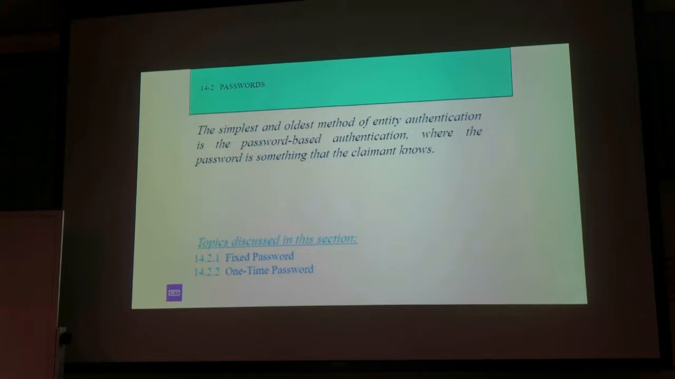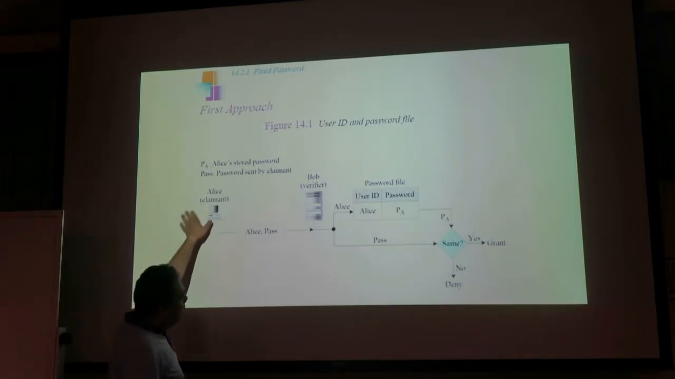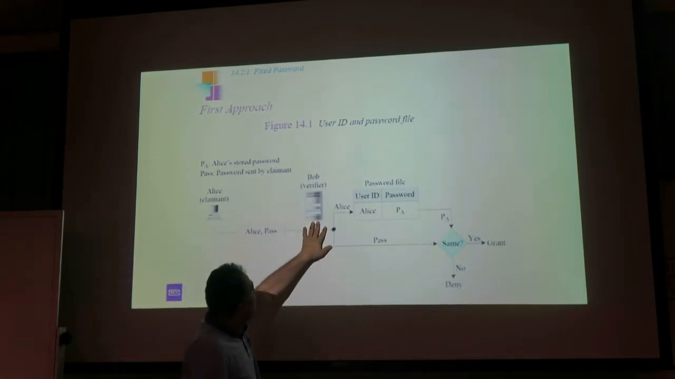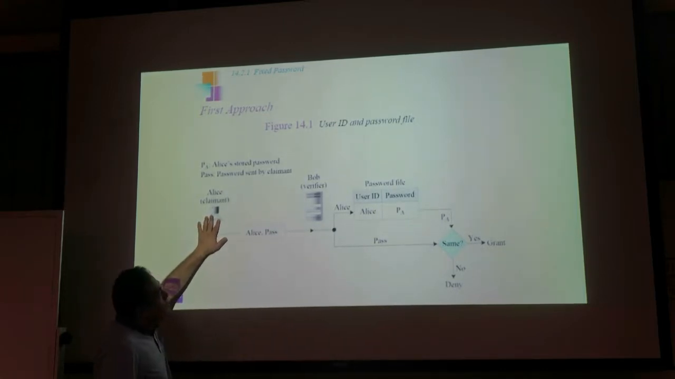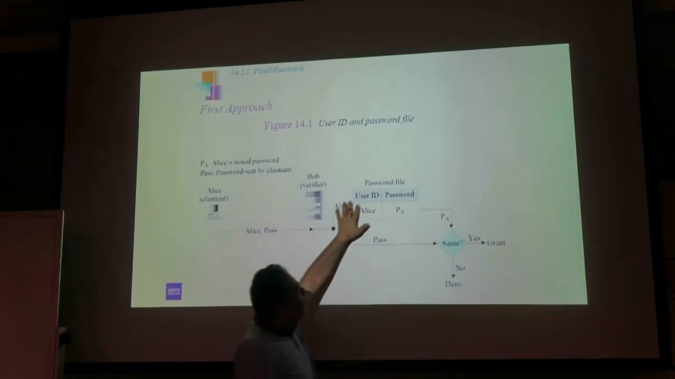So the simplest and oldest method of entity authentication is password-based authentication. All right, where the claimant has a password that you need to verify. So take a look in here. This is very simple. Here you have Alice. Alice is the claimant, okay, claiming, and there Bob is the verifier. All right, so you need to access. So usually the verifier has a table of passwords.